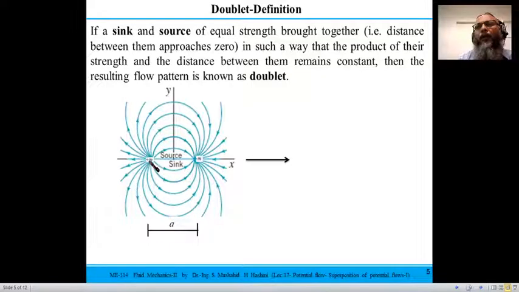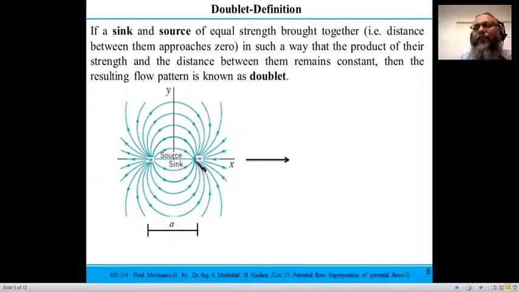So their strength is m, and if you multiply by the distance between them, let's say a, or I think I should take it as 2a basically. Okay, we will see the geometry later, but what will be the resulting pattern?